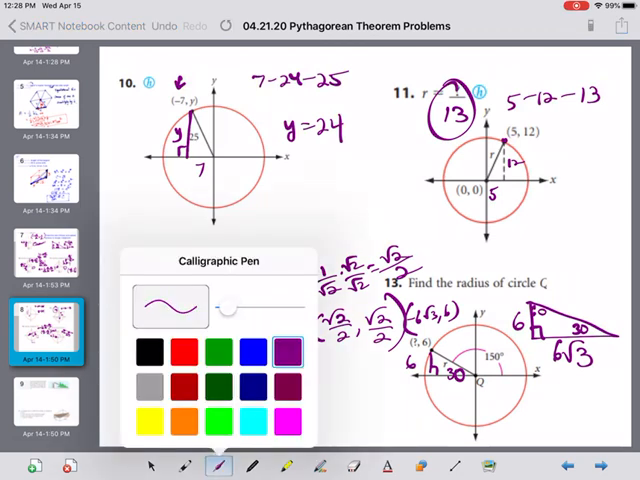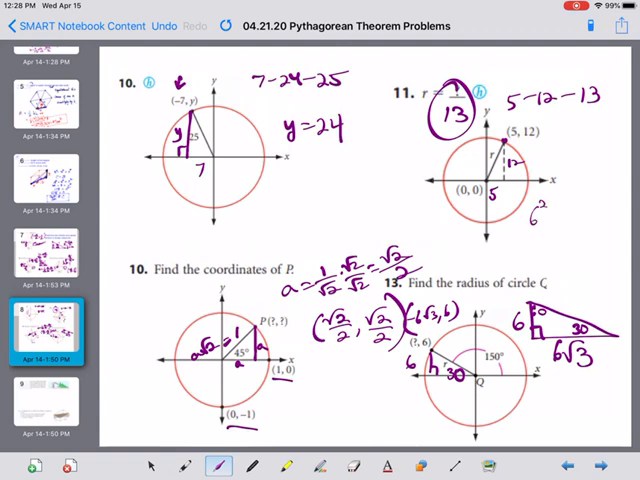And let me do that off to the side here. So you have 6 squared plus 6 radical 3 squared equals c squared, or the hypotenuse squared, or the radius squared. So that's 36. Now here, some people had trouble in other assessments. 6 radical 3 times 6 radical 3 is 36 times 3. So you square both the 6 and the radical 3.